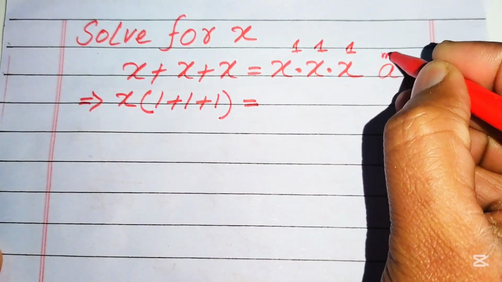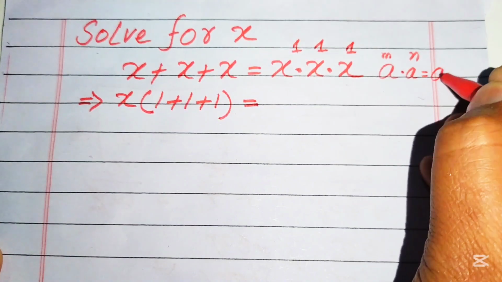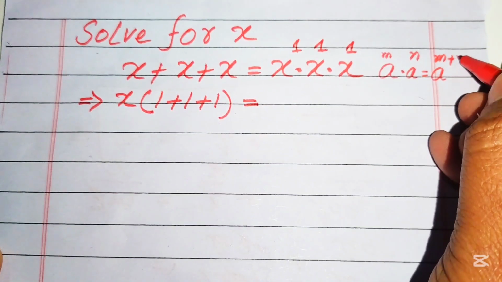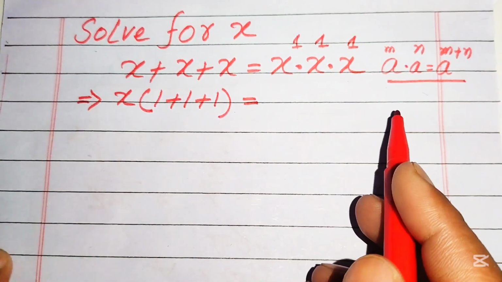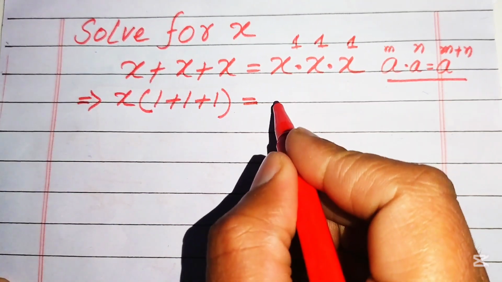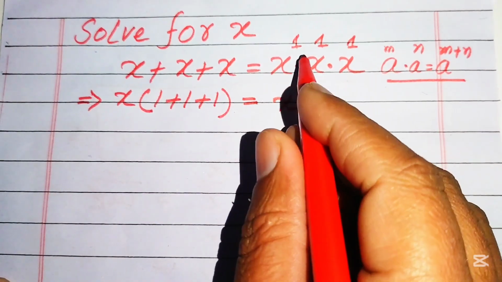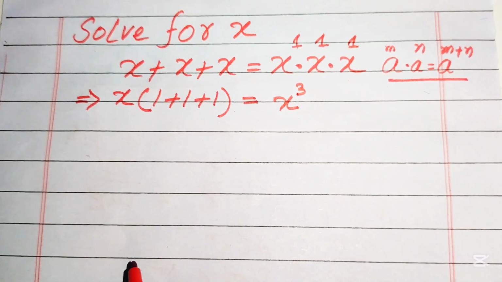If we have a to the power of m into a to the power of n, it is equal to a to the power of m plus n. Okay, so according to this exponential law, we add the exponents of all of these three terms, so it will be written as x to the power of 1 plus 1 plus 1, which becomes x to the power of 3.